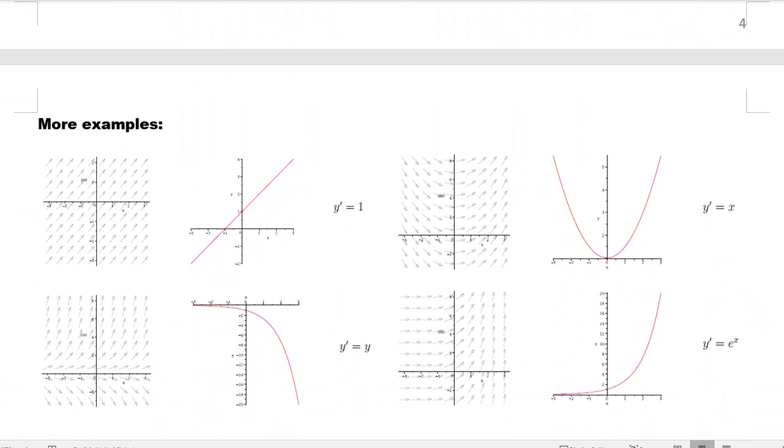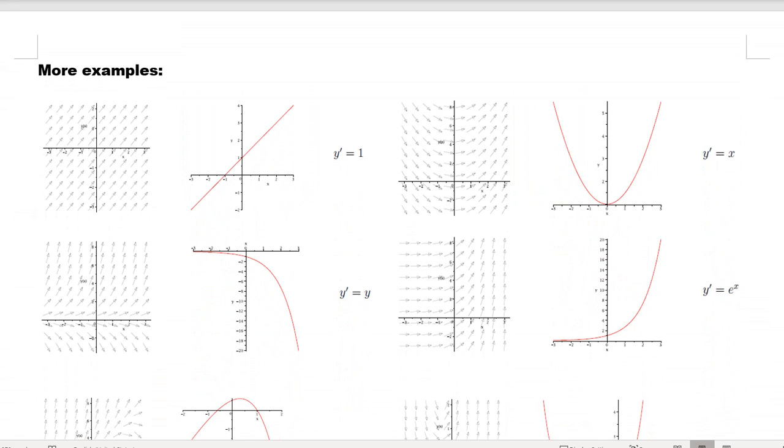Okay, more examples. So here y prime equals 1. So it means the slope is always 1. That's why you see this slope field is constant slope, right? And let's say a solution curve passing through, let's say, (0, 1) looks like this.